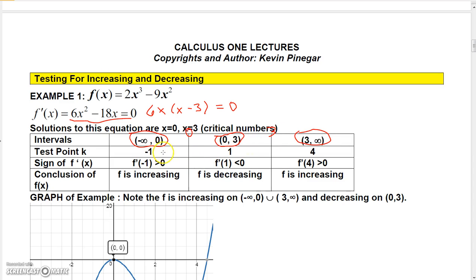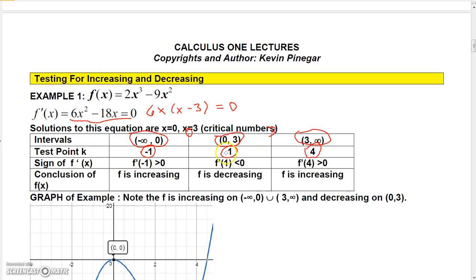Now, I need to pick an arbitrary test number in each of these intervals. And obviously it doesn't matter what you choose, but you want to be smart and not choose any number that's crazy. So the first number that's less than 0 is -1. So I'll choose -1 in this interval. Between 0 and 3, let's just use 1. And then a number greater than 3, let's use 4.